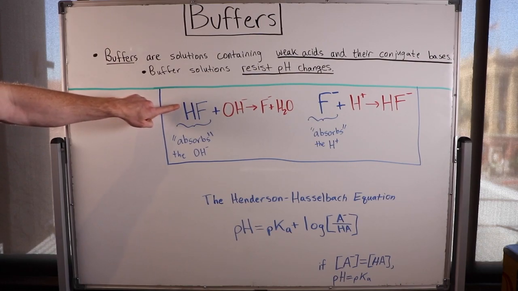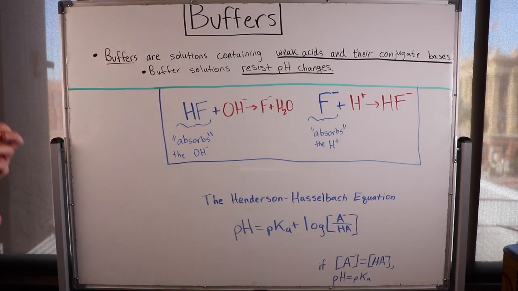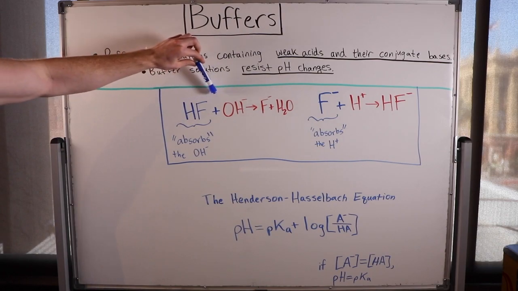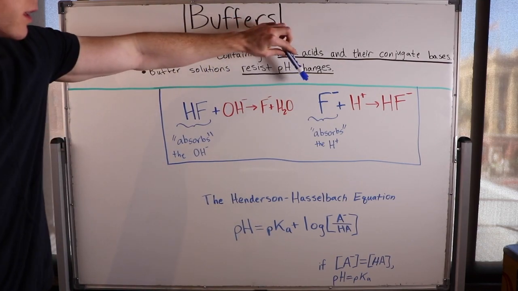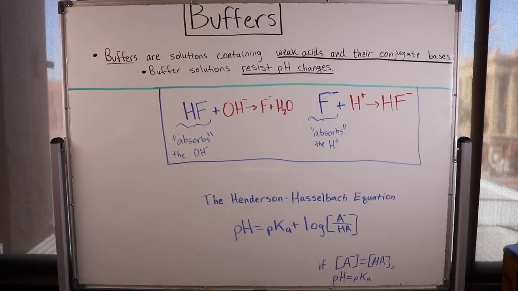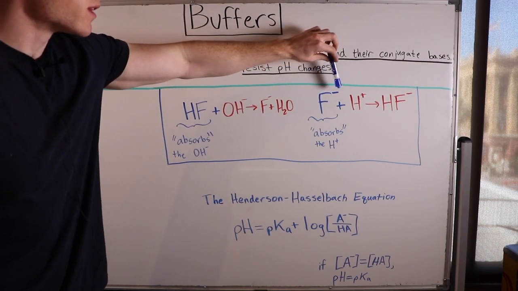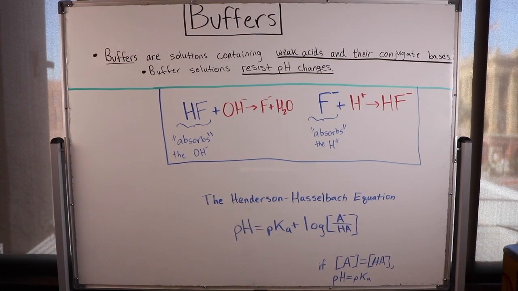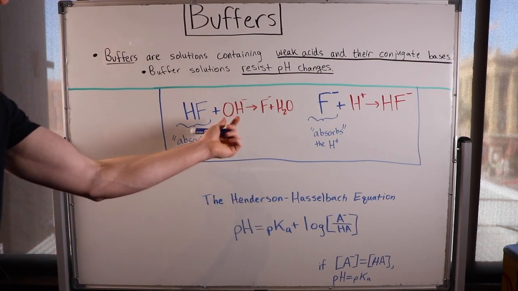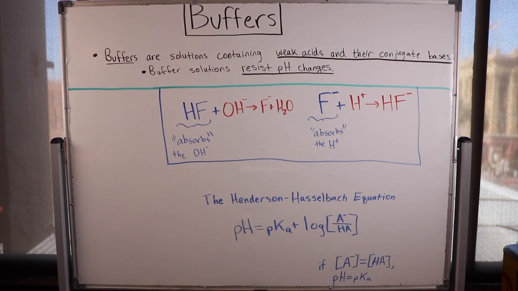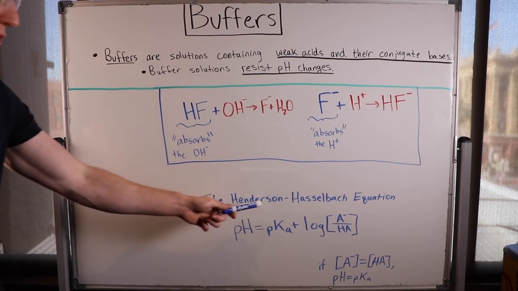So what the weak acid actually does is it, quote-unquote, absorbs the hydroxide ion by reacting with it to make the conjugate base and water. On the other hand, the conjugate base, quote-unquote, absorbs the hydrogen ion by reacting with it to make weak acid. So you can see that in both cases here, the weak acid and the conjugate base sort of get rid of or soak up the hydroxide ion and the H+ ion out of the solution, thus resisting any significant changes in pH.